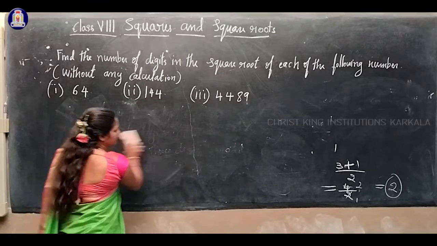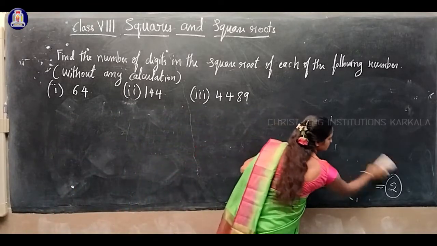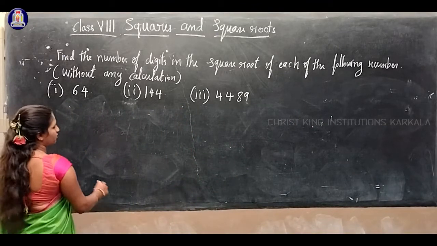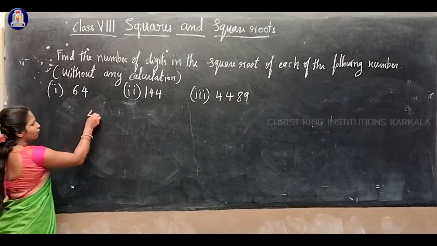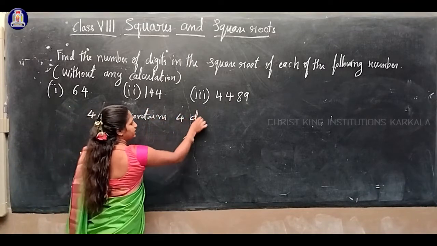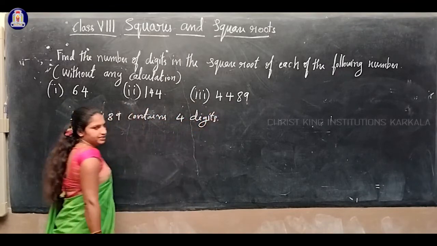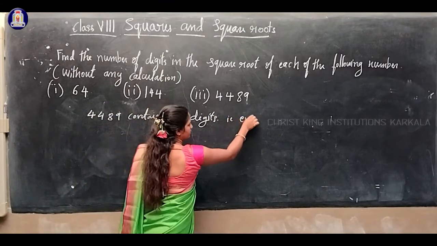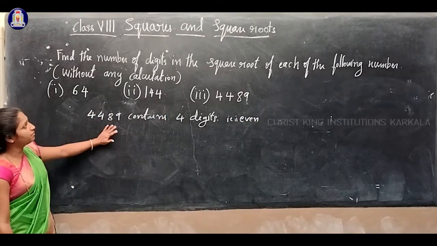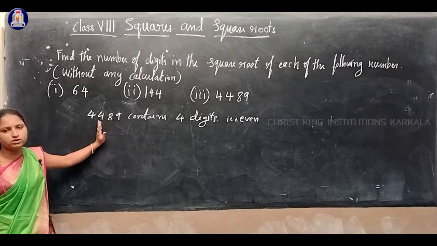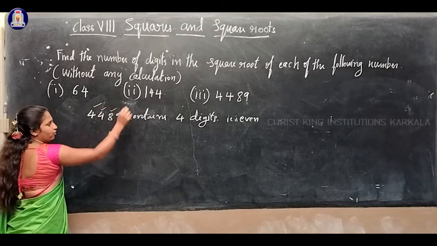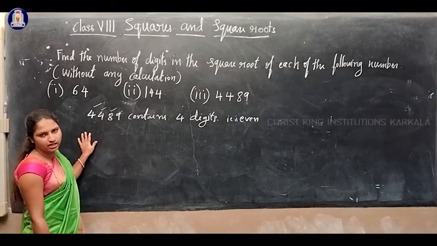How many digits are there in this? First, write how many digits 4489 contains. 4489 contains 4 digits, right? 1, 2, 3, 4. Clear? 4 digits, which means that is even.